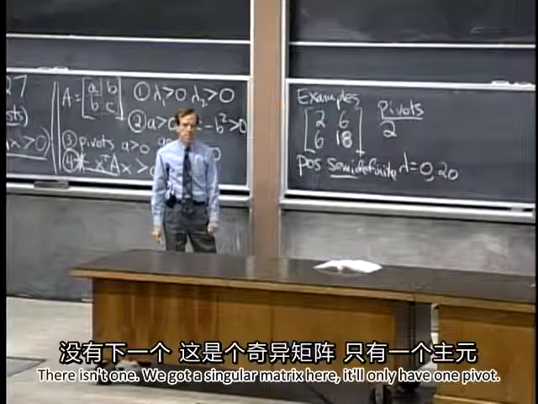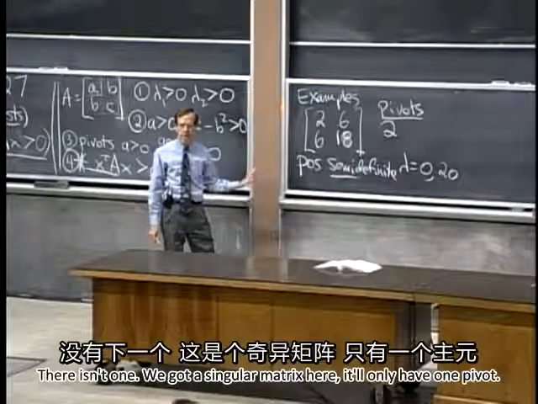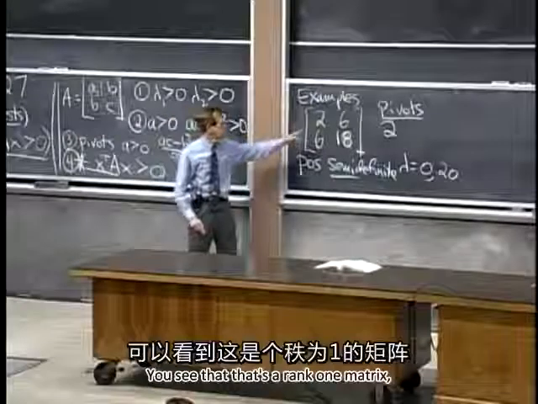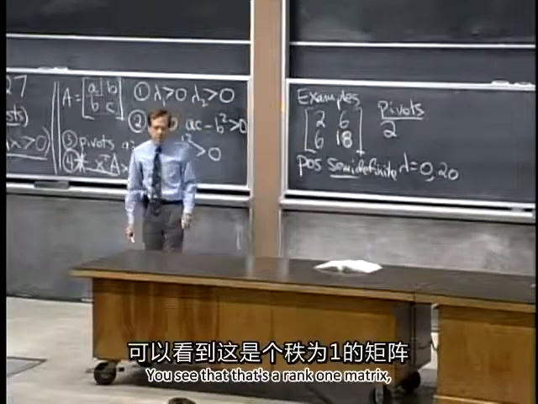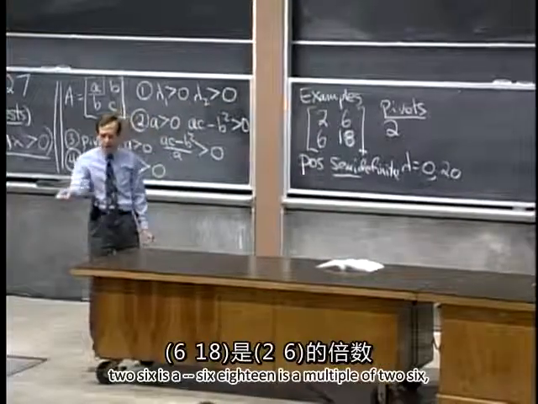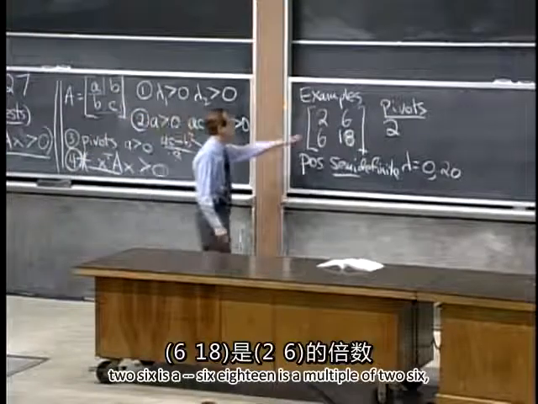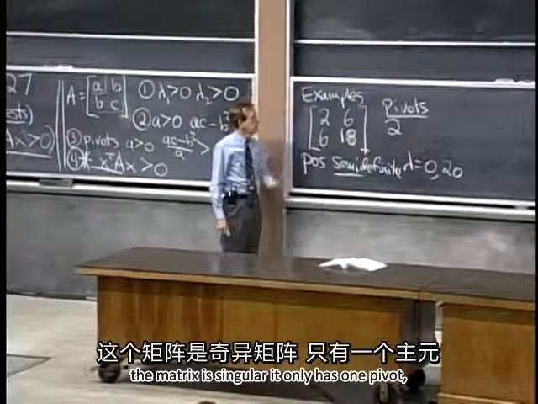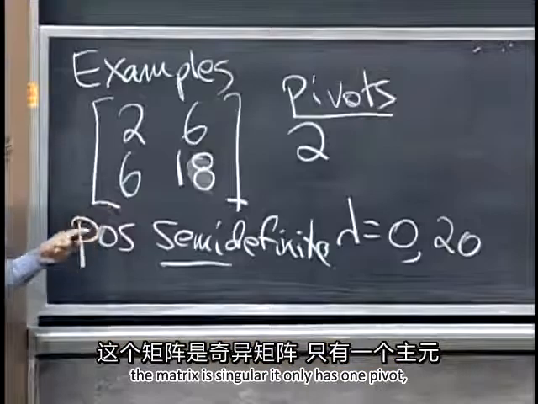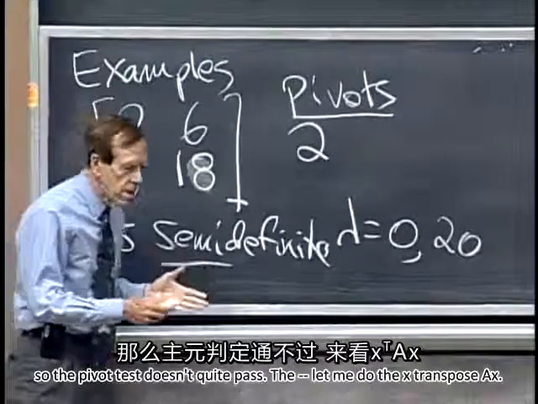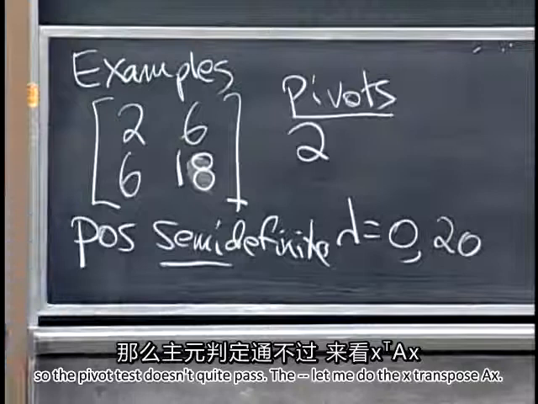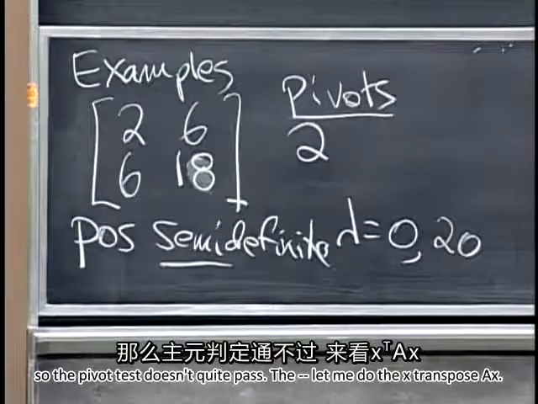There isn't one. We got a singular matrix here. It'll only have one pivot. You see that that's a rank 1 matrix. 2, 6 is 6, 18 is a multiple of 2, 6. The matrix is singular. It only has one pivot. So the pivot test doesn't quite pass.